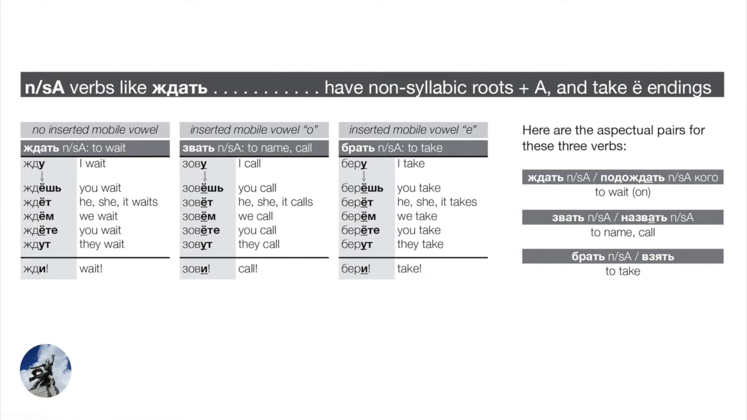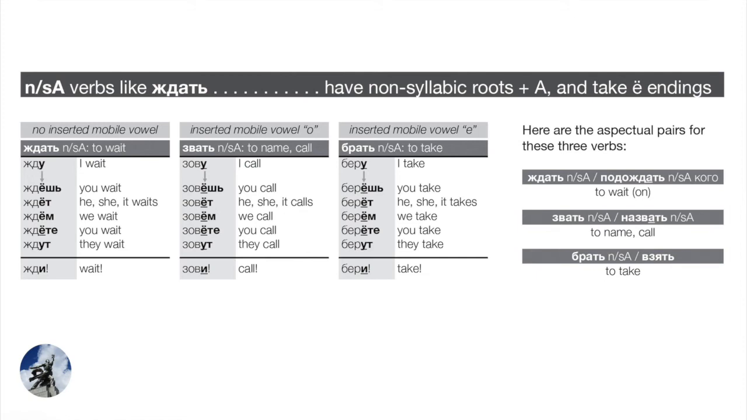Finally, one more example to take in perfective is брать. This is going to insert a mobile e, again to break up that cluster, br. Again, this isn't really predictable. We just have to learn this as part of the verb. That gives us беру, берешь, берет, берем, берете, берут.